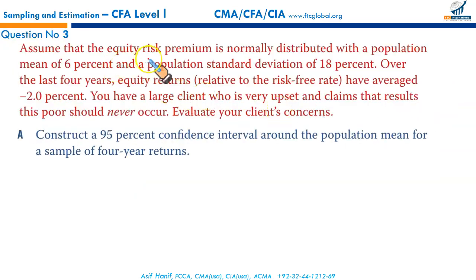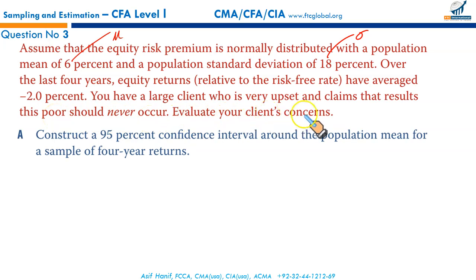Assume that the equity risk premium is normally distributed with a population mean of 6% and a population standard deviation of 18%. Okay, so that's your population standard deviation and the population mean. Over the last 4 years, equity returns relative to the risk-free rate have averaged -2%. You have a large client who is very upset and claims that the results this poor should never occur.